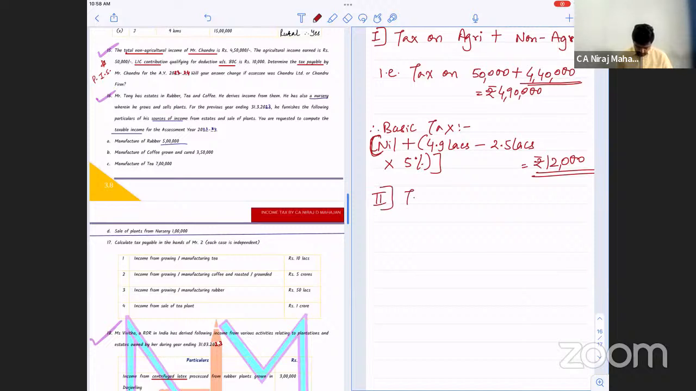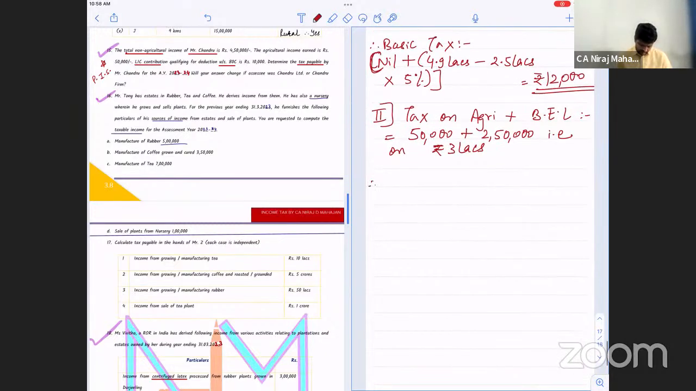Step 2. Tax on agri plus BEL. That is what? 50,000 plus 2,50,000. That is on rupees 3 lakhs. Clear?